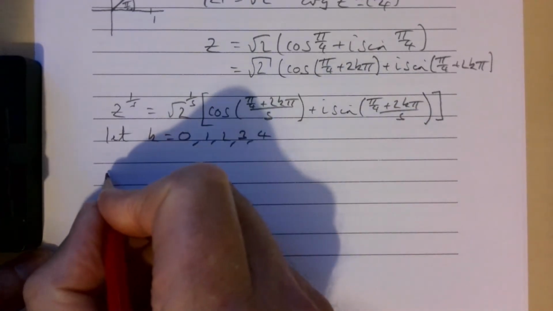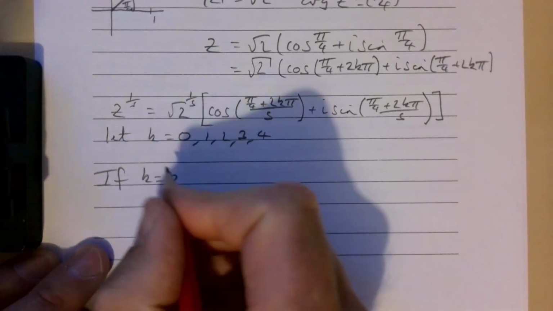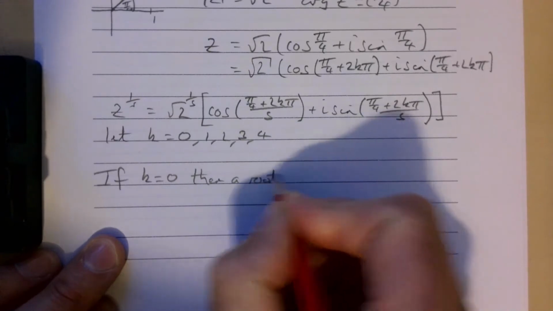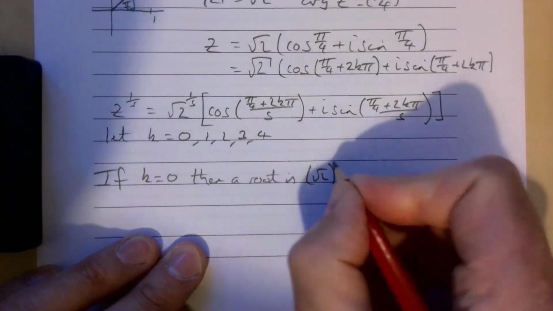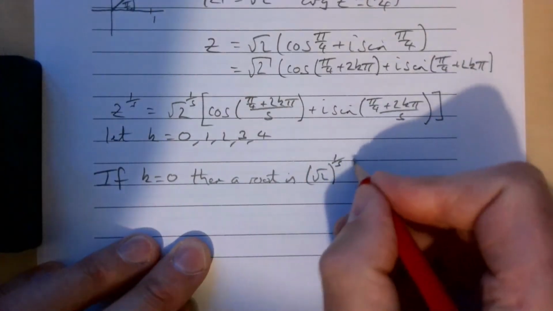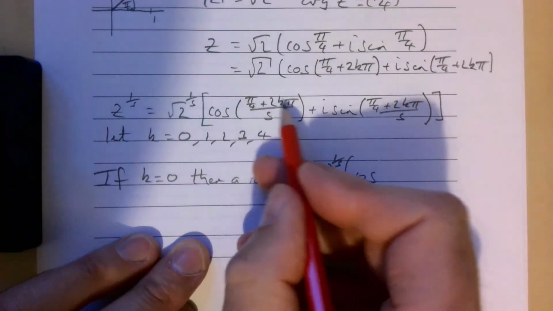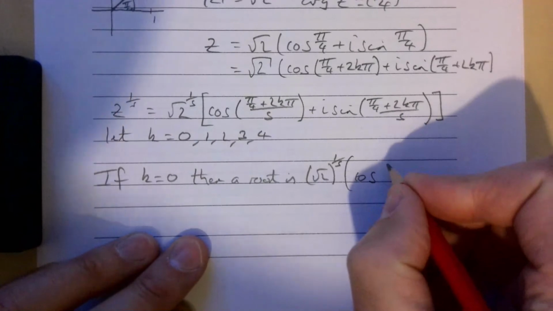If we let k equal 0, then a root is root 2 to the power of a fifth, cos. If we put 0 there, that wee bit disappears, and so we have pi over 4 over 5, so that's just going to be pi over 20.